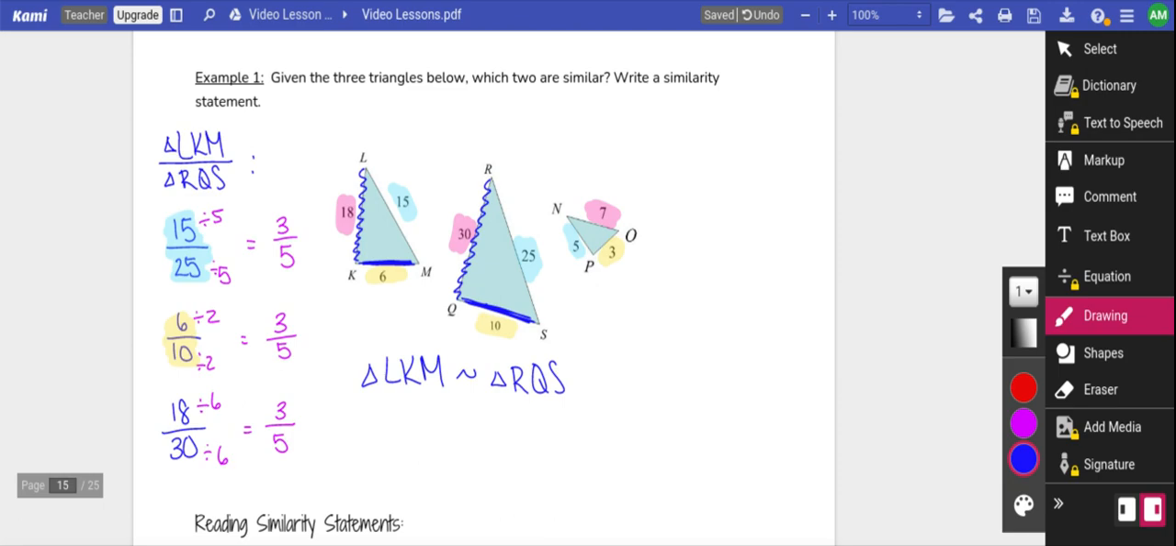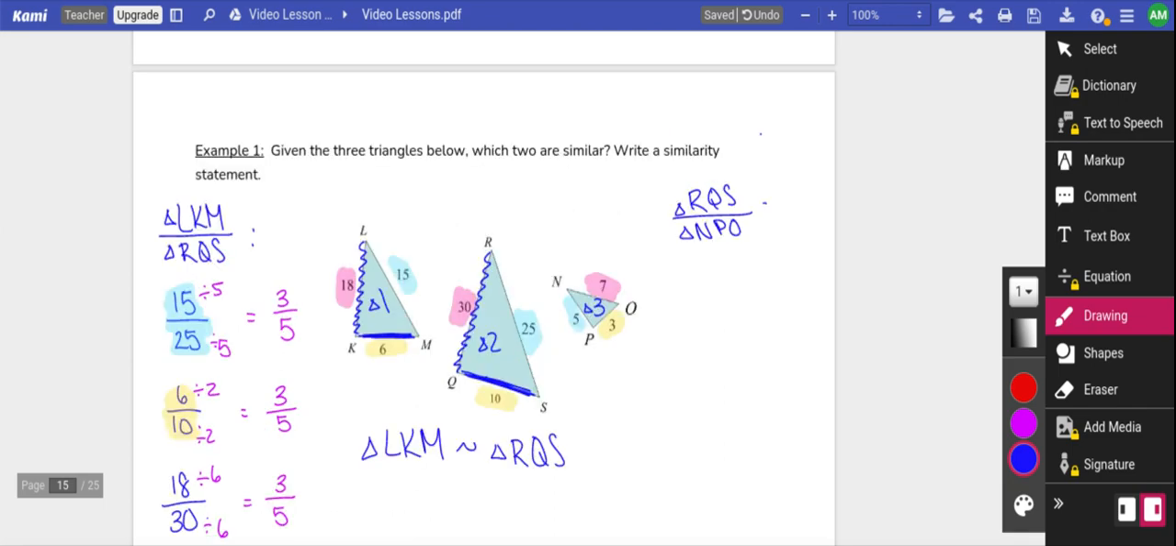Now, it says which two are similar, so let's try to see if there's another pair that are similar. Because LKM and RQS are similar to one another, if NPO is similar to one, it must be similar to the other. So let's see if we can compare triangle RQS to triangle NPO. Or if you want to designate them, triangle 1, triangle 2, and triangle 3, that could also be really helpful in this question.